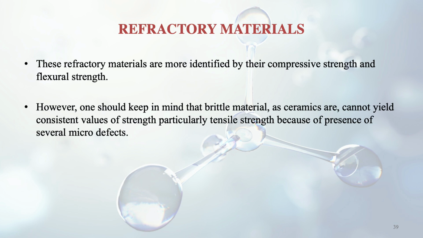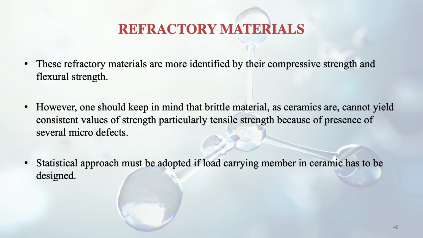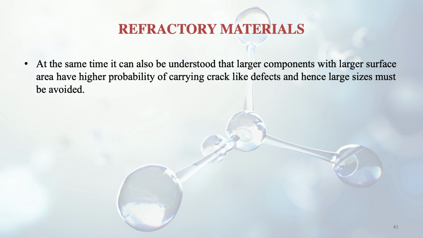Why? Because of the presence of several micro defects. Thus we have to adopt a statistical approach if we want to know the tensile strength or the load which this member can carry. At the same time, larger components with larger surface area will have a higher probability of carrying crack-like defects, and hence large sizes must be avoided. Whenever we use a refractory material, too large a size should not be used, because the probability of having a crack in it would be greater.